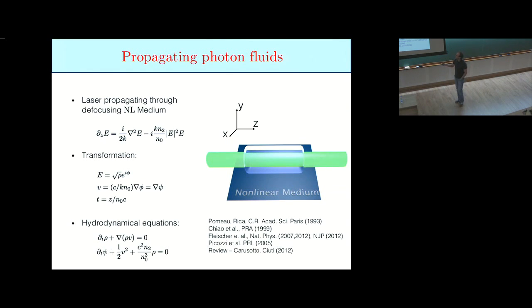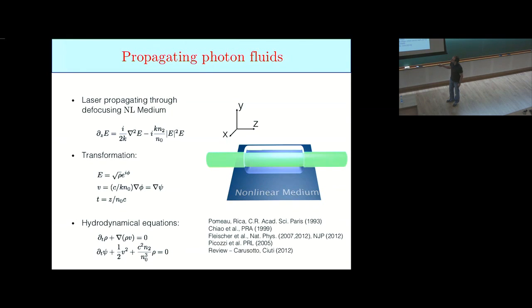Now, what you can do is take this equation and apply what has a fancy name, the Madelung transform, from the name of the person who did this first back in the 1920s. But it's not really a transform. You're just calling E the square root of rho, which I'll call a density, and you'll see in a moment why, times e to the i phi. So I'm just saying that the electric field is an amplitude with a phase. There's nothing strange in there.